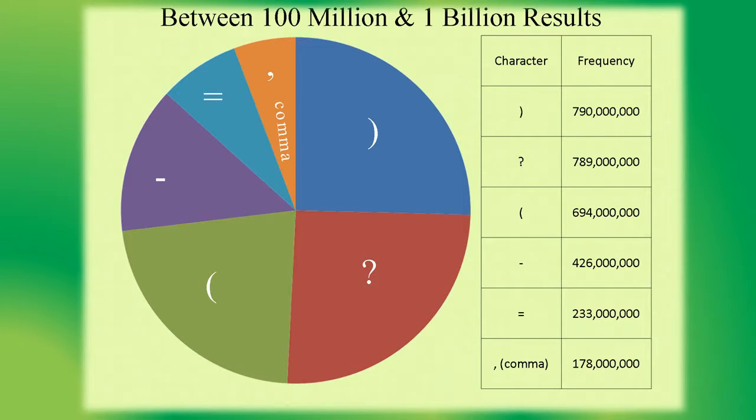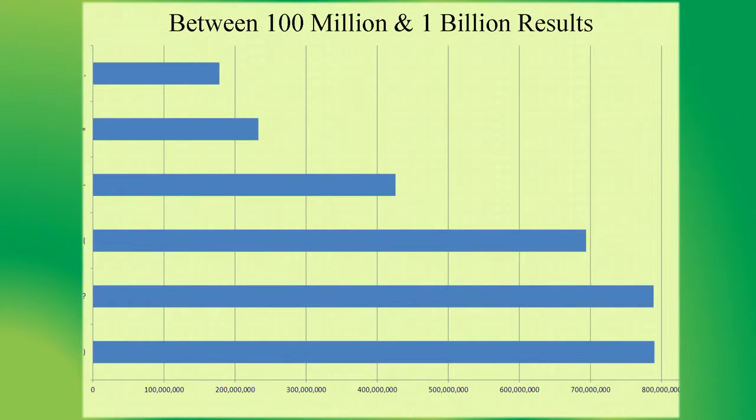Although the question mark is almost as popular with Google as the right bracket, for some reason the left bracket lost almost 100 million results. Why do you think this is? Do people not use the brackets in base? The hyphen or takeaway minus subtraction sign stands in a class of its own with 426 million results. The equal sign and comma are only about half as popular.